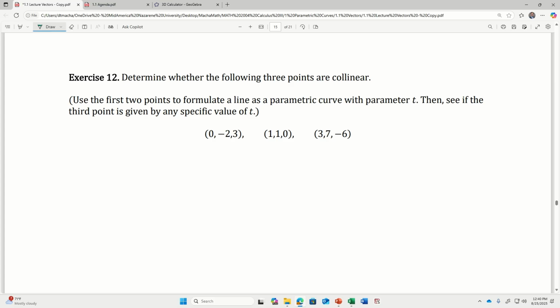Use the first 2 points to formulate the parametric formula for a line, with parameter t. Then see if the third point is given by any specific value of t. So that's what we'll do. Just following instructions right now. These 2 points, we're going to call them A, B, and we'll call this one C.